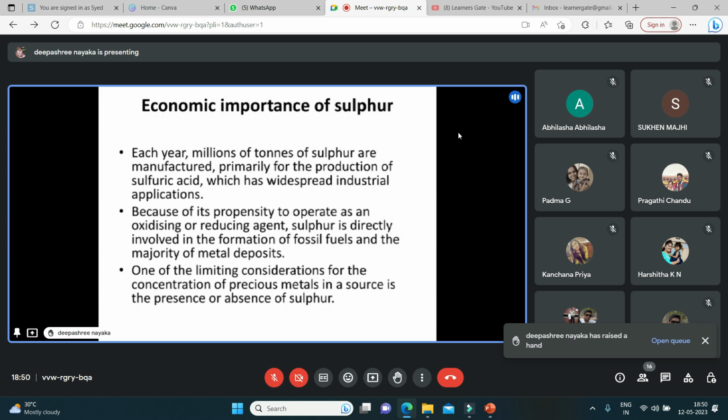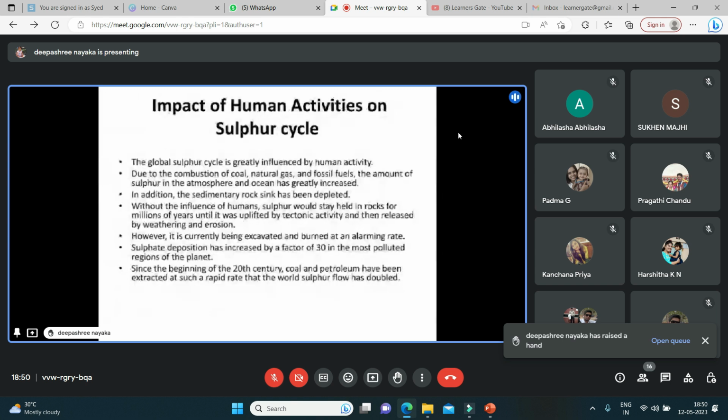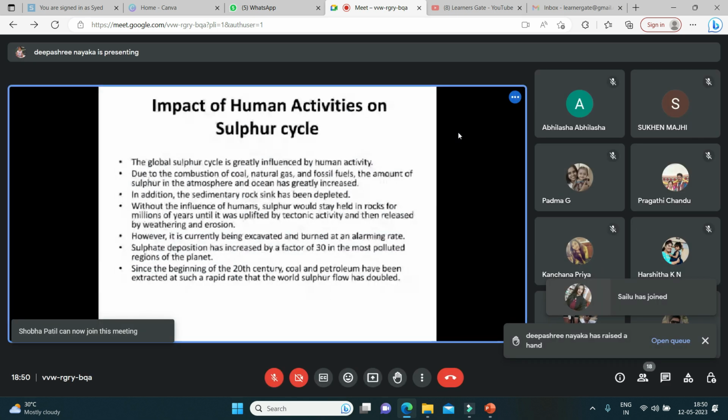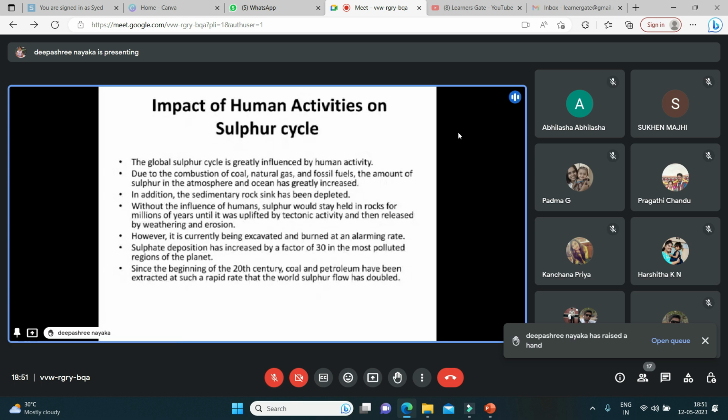One of the limiting considerations for the concentrations of precious metals in a source is the presence or absence of sulfur. The impact of human activities on the sulfur cycle. The global sulfur cycle is greatly influenced by human activity due to the combustion of coal, natural gas, and fossil fuels. The amount of sulfur in the atmosphere and ocean has greatly increased. In addition, the sedimentary rock sink has been depleted.